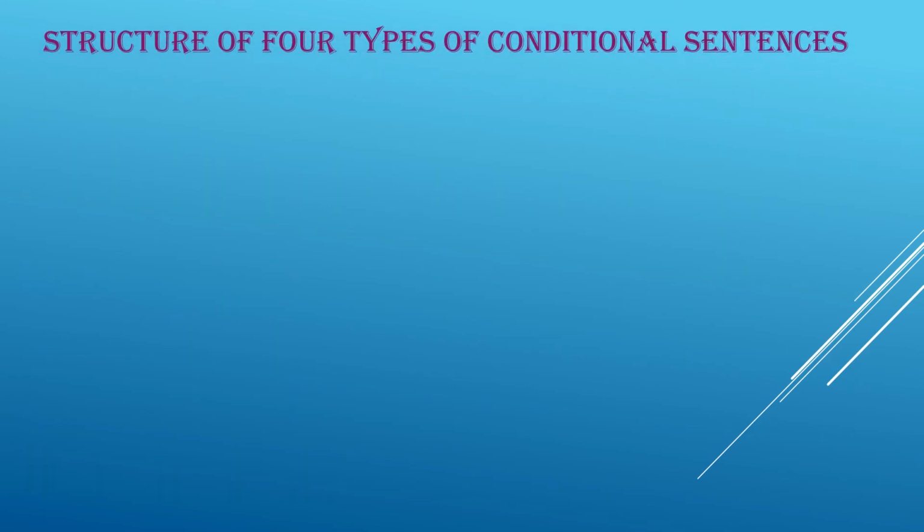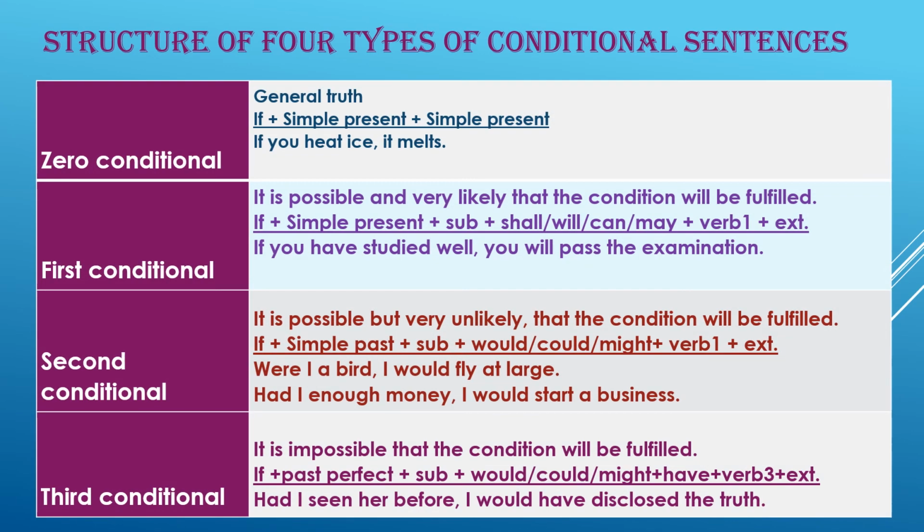Now let's see the structure of 4 types of conditional sentences at a glance. For 0 conditional sentences, the structure is if plus simple present tense plus simple present tense. For example, if you hit ice, it melts. For first conditional, if plus simple present tense plus subject plus shall or will or can or may plus V1 plus extension. For example, if you have studied well, you will pass the examination.